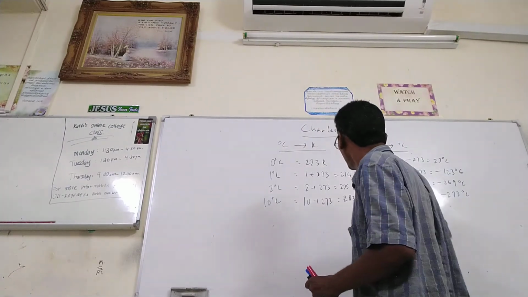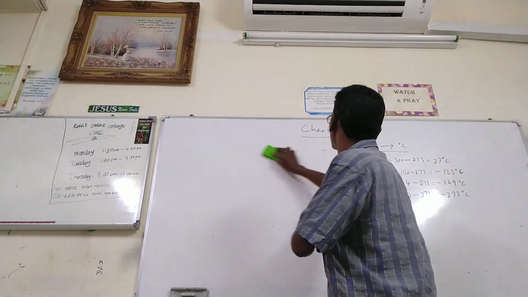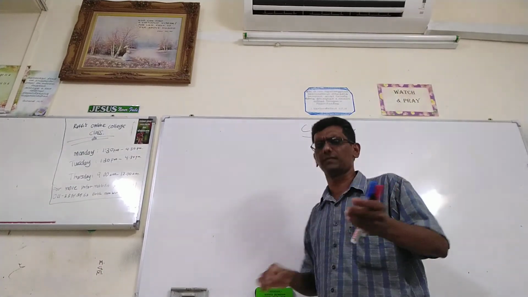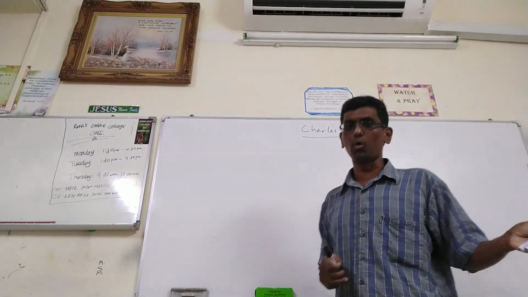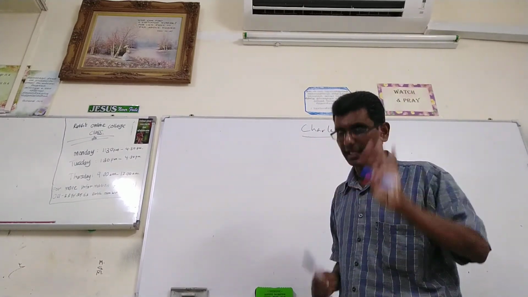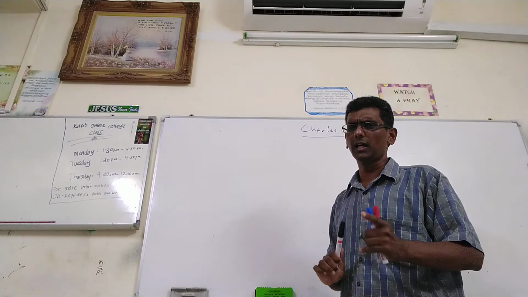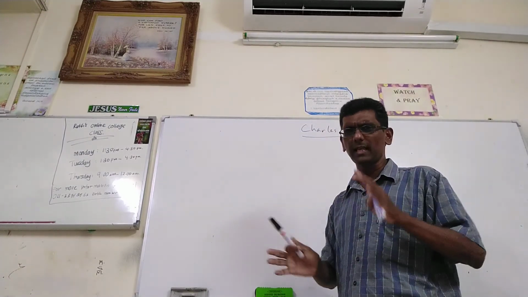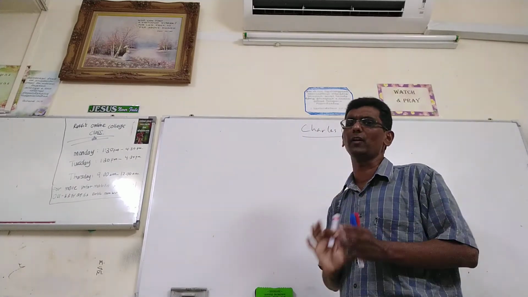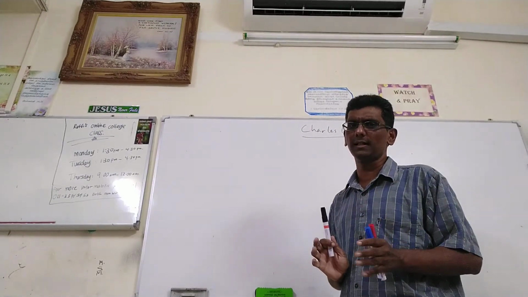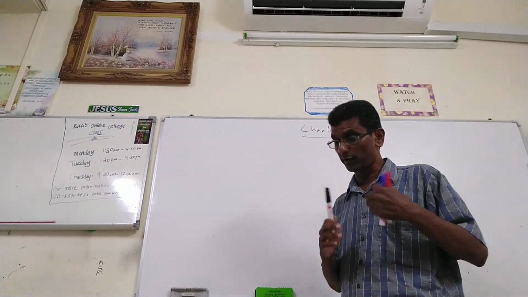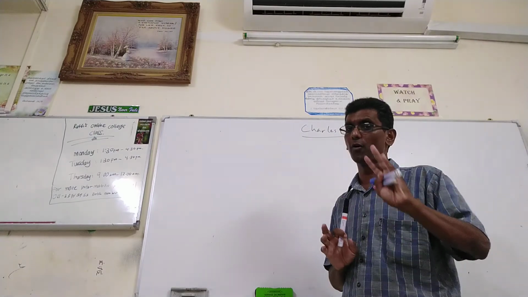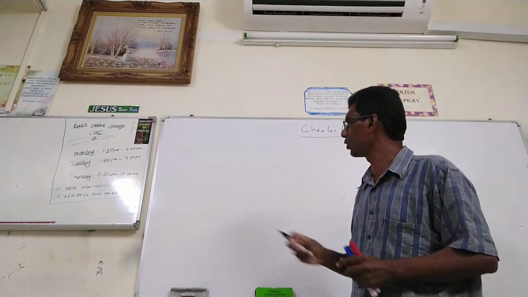Okay, I will give the graphs about Charles' law. There are two graphs involving Charles' law. As we learned with Boyle's law, there were four graphs, the same graph drawn in different ways with pressure and volume. Like that, Charles' law has two graphs.